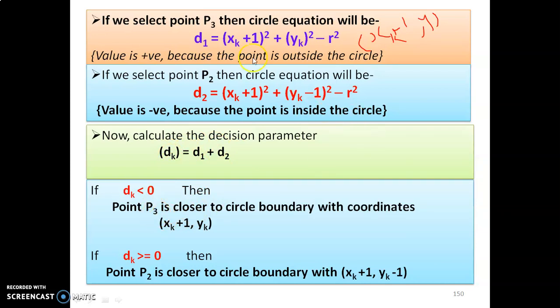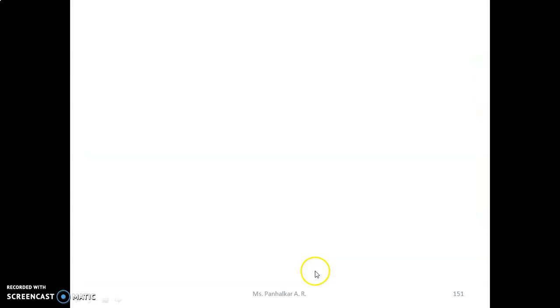So point P3 is closer because D2 is a greater value, and the point will be plotted as xk plus 1, yk. If dk is greater than or equal to 0, when will that come? When this value D1 is greater, because it is a negative value, it is a positive value. So when it has the greater value, dk is positive, and we are plotting the P2 pixel because this is greater, so this is smaller. D2 distance is of P2, so we are plotting the P2 pixel.